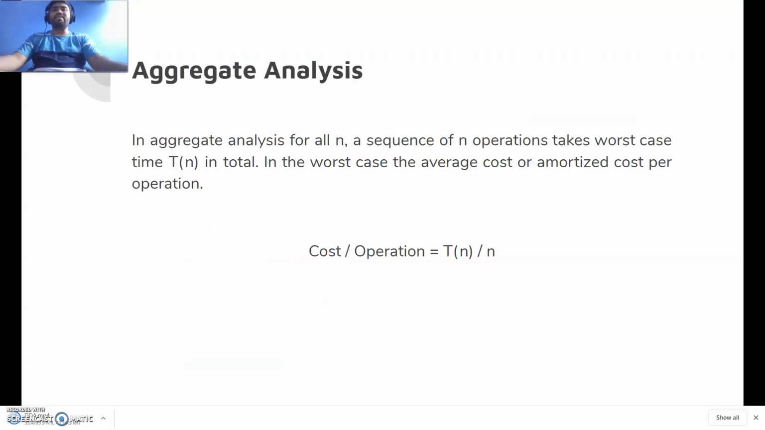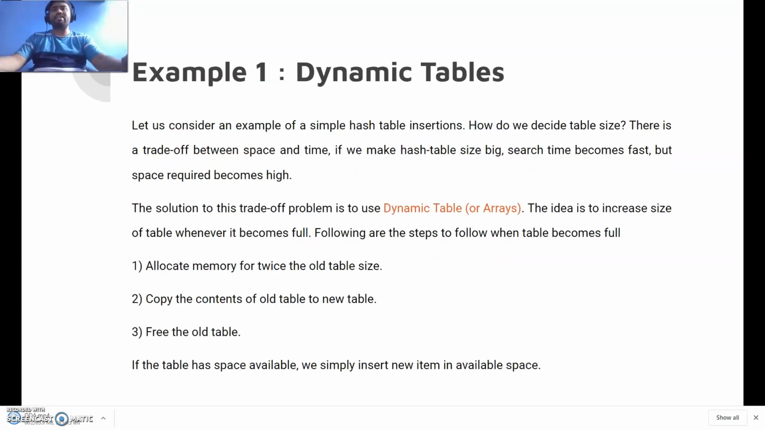So what is aggregate analysis? In aggregate analysis, for all n, a sequence of n operations takes worst-case time T(n) in total. In the worst case, the average cost, or amortized cost, per operation is that total cost T(n) divided by the number of operations. So finally, every single operation gets some particular average cost. That is aggregate analysis. Let's understand with the help of an example.